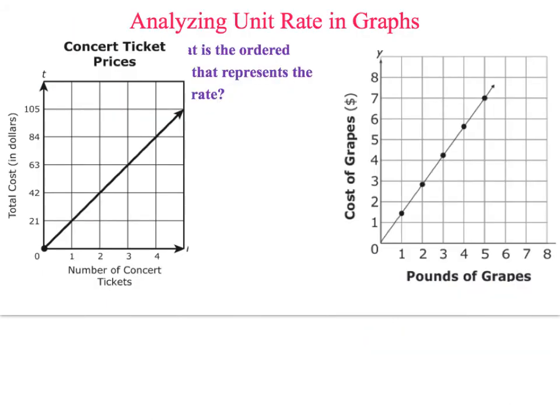All right, so now we're going to take it beyond just finding the constant. Take a minute and write the ordered pair for the first graph that represents the unit rate, that represents the cost for 1 ticket.